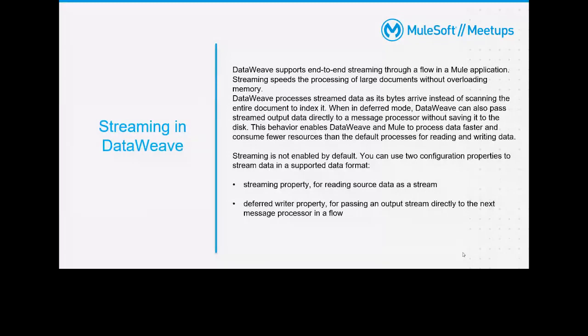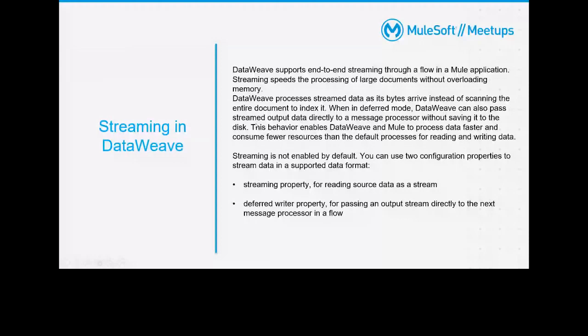When in the defer mode, somebody asked me this question, this is the answer for this question. DataWeave can also stream the output data directly to a message processor without saving it to disk. What I mentioned is that once data is processed, it is saved to disk, and once the complete process is completed, it will aggregate the data and give it to the processor. In this case, it can give the data directly to the processor without saving it to disk. Here it is faster. It will not even save the data.